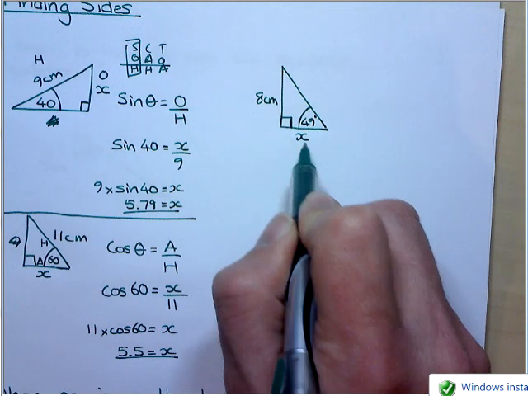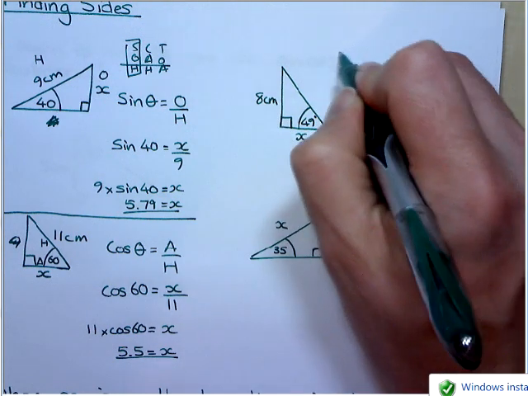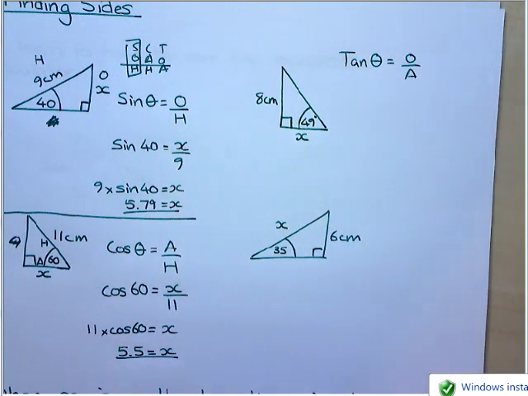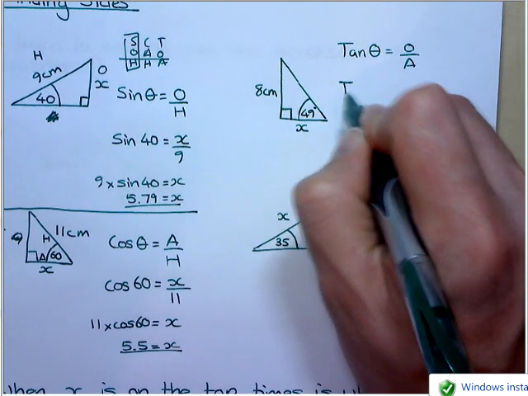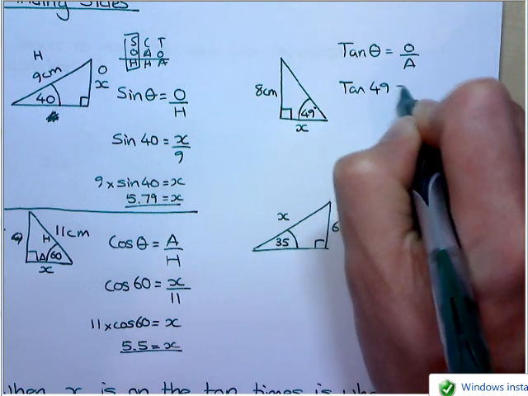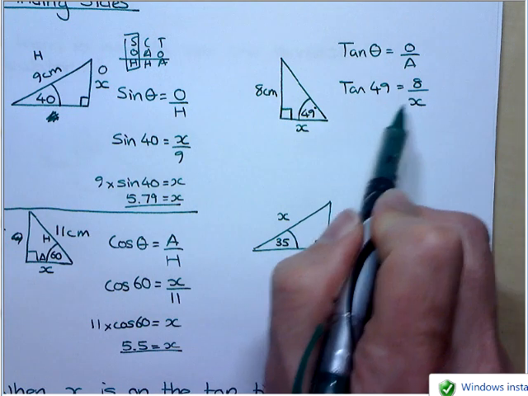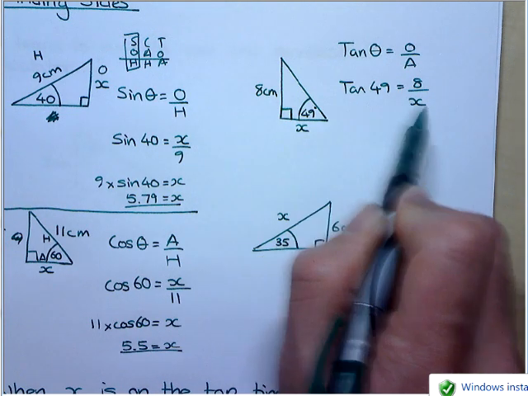So opposite and adjacent. So this one is the tan. So tan of the angle is the opposite over adjacent. Pop the numbers in. Tan of 49 is the opposite, and this time the x is on the bottom. So what I mean by the switcheroo is you can literally swap these two over.